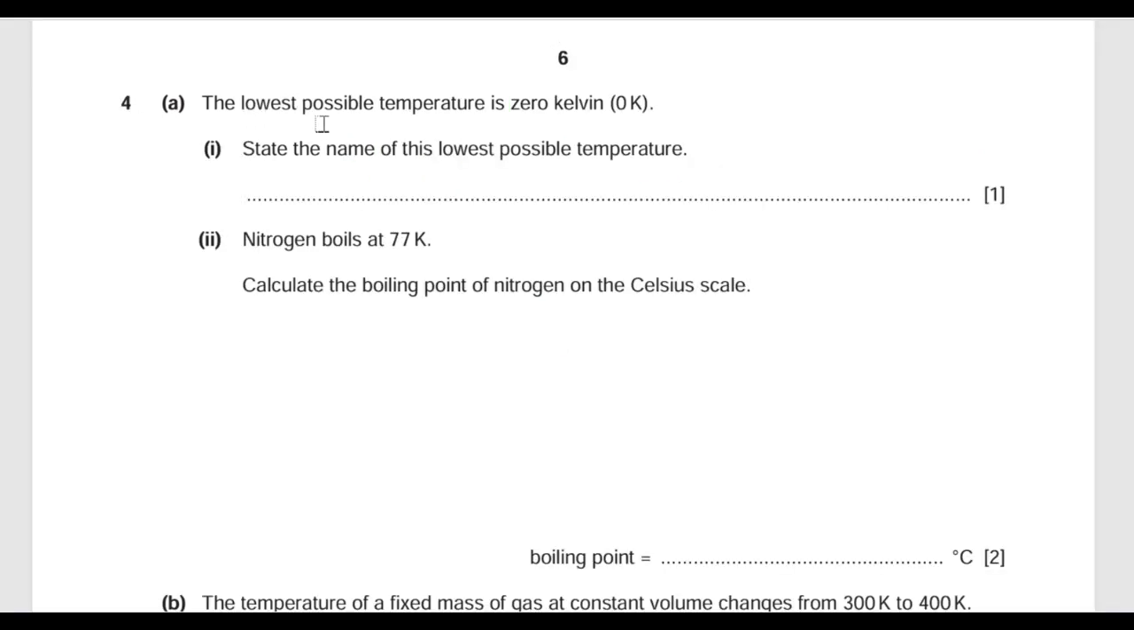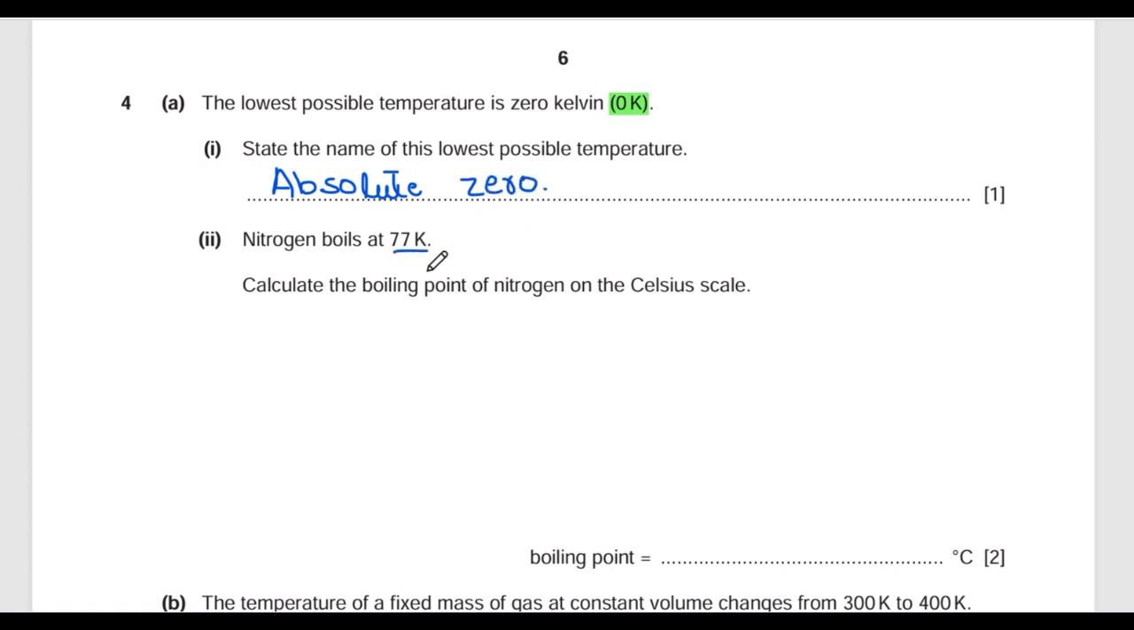Next question says the lowest possible temperature is 0 Kelvin. State the name of this lowest possible temperature. We know the name of the lowest possible temperature at which kinetic energy of molecules becomes zero is absolute zero, and it is the lowest possible temperature. So I'm writing absolute zero in the space.